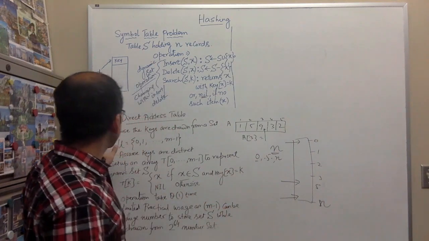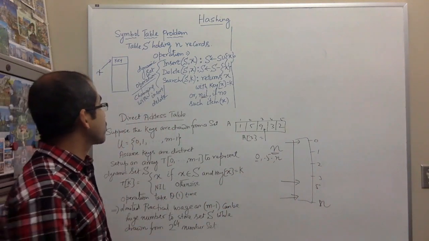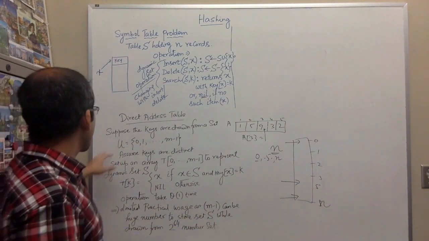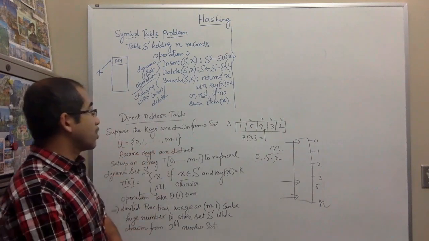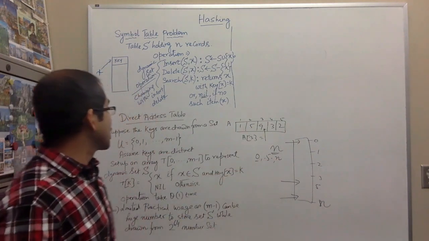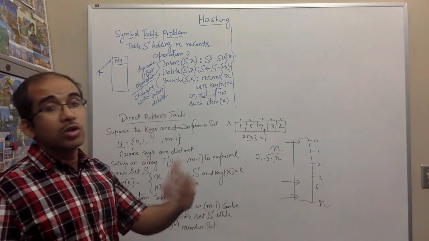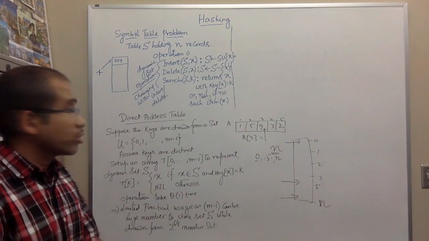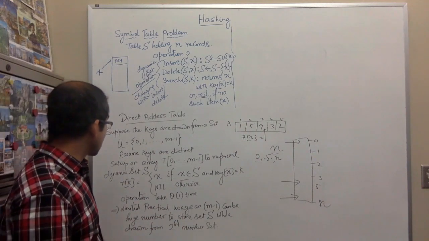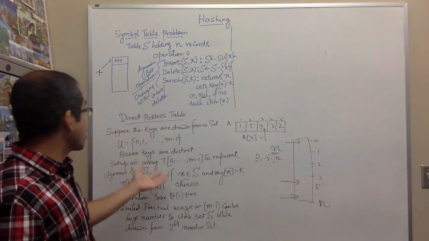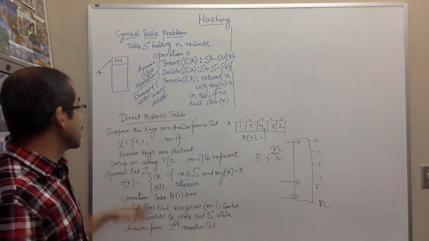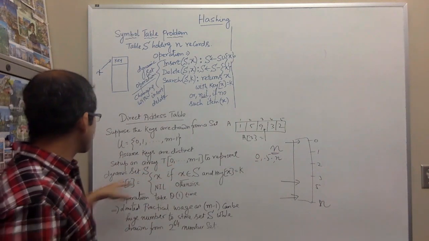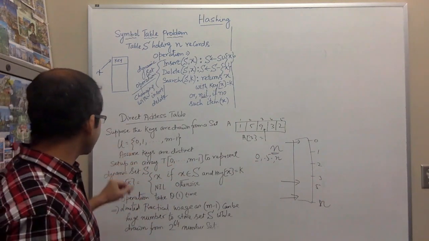So what does it say? It says suppose the keys are drawn from a set U, a universe of keys, and U is 0, 1, 2, up to m minus 1. Now assume the keys are distinct, that every key appears only once. Then we set up an array T[0..m-1] corresponding to the key values, to represent the dynamic set S.